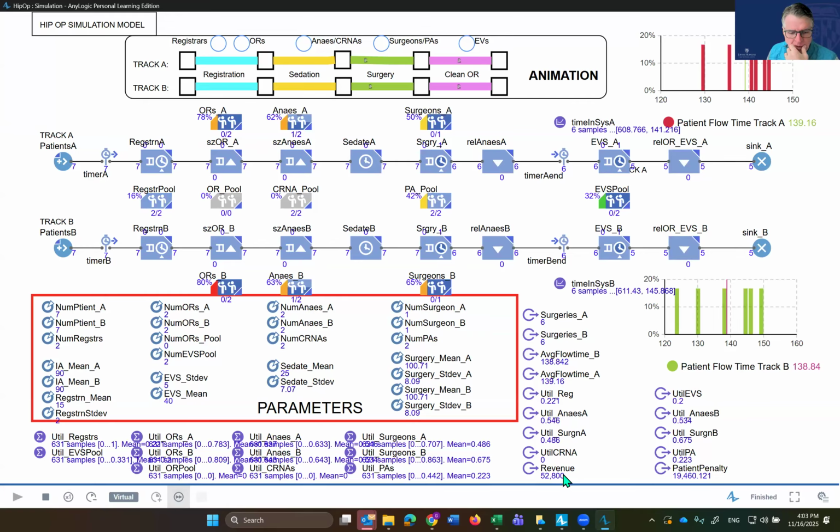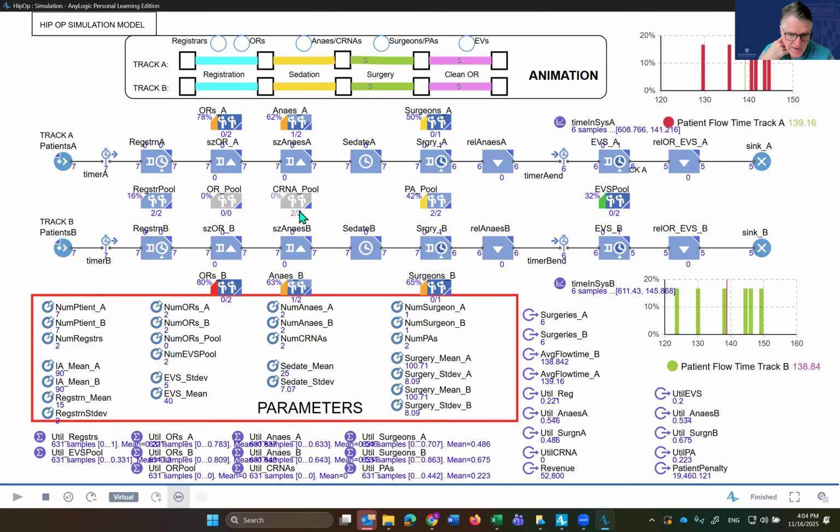Six and six, 33 million plus. And anesthesiologist is still above 50. The surgeon is fine. This one's not. So I have two anesthesiologists in each track, and I'm still above. So maybe I need another CNA. Notice the CNA pool didn't get used. So although I have two CNAs, it didn't get used. So maybe I'm going to add a third.